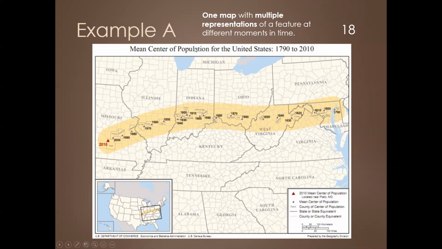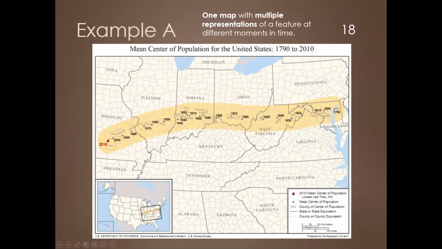The topic, the theme of this map is mean center of population for the United States. So this is one map, right? Multiple representations of a feature. So we have small purple triangles here, right? Triangle 1, 2, 3, 4, 5, 6, etc. Okay, each one is a what? Is a mean center of population for US. So we have multiple visual variables to address the same feature. Each one is that feature at a specific moment in time.